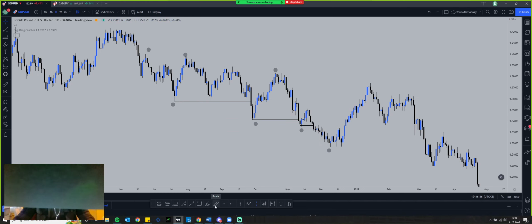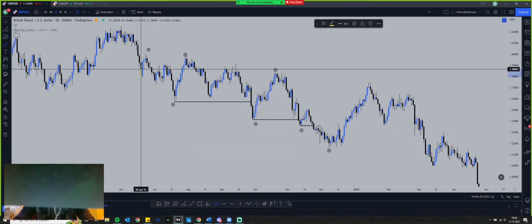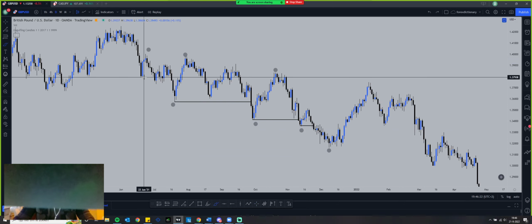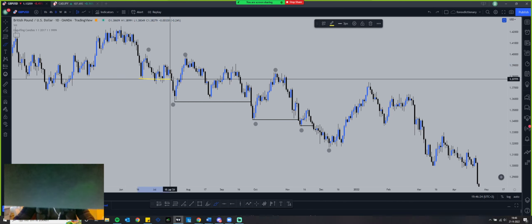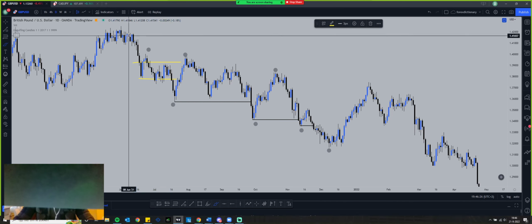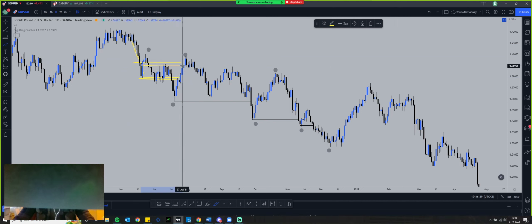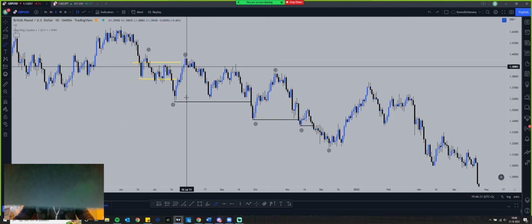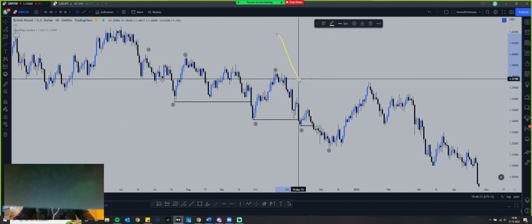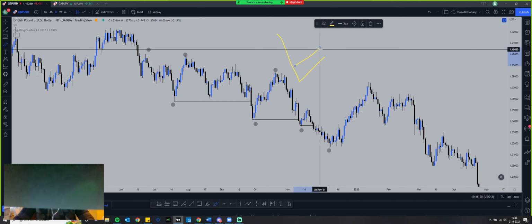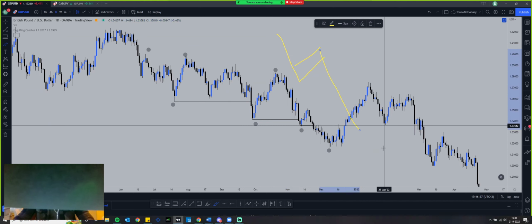So let's see if I can get an example. For example, people could specify, this is a pullback. For me, this is not a pullback because it moves sideways. So for me, this is an impulse with some sideways action and the next impulse. For me, a pullback is an impulse correction against the trend and then another push down.